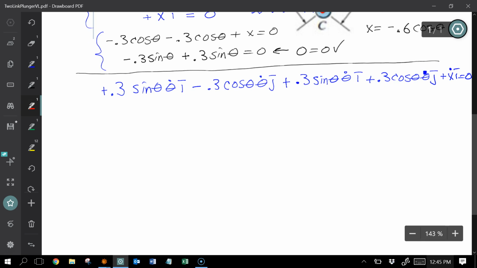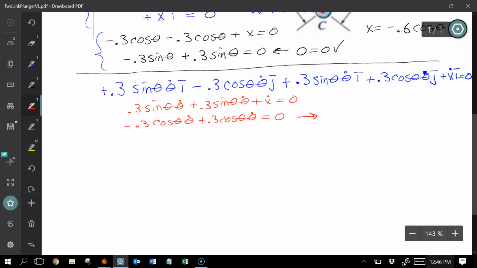Okay, so now for this equation, you can pull values off and solve for the velocity terms. So i's equal i's, j's equal j's. So that would be 0.3 sine theta, theta dot, plus 0.3 sine theta, theta dot, plus x dot equals 0. And then the j's, minus 0.3 cosine theta, theta dot, plus 0.3 cosine theta, theta dot. That's it, so that equals 0.